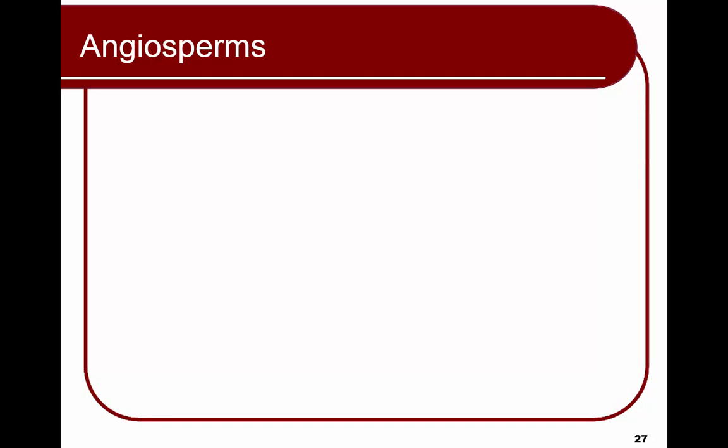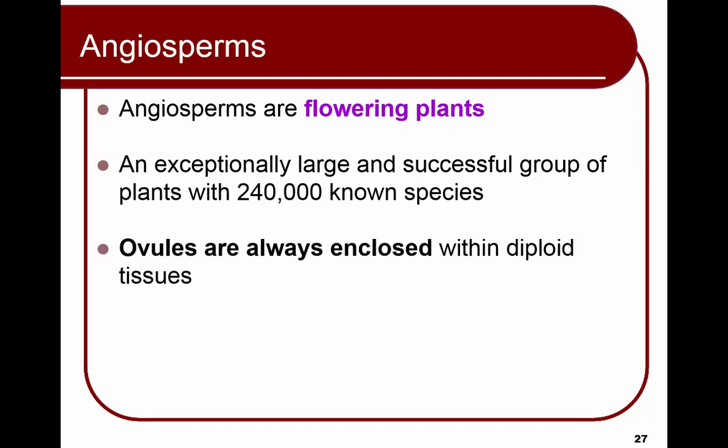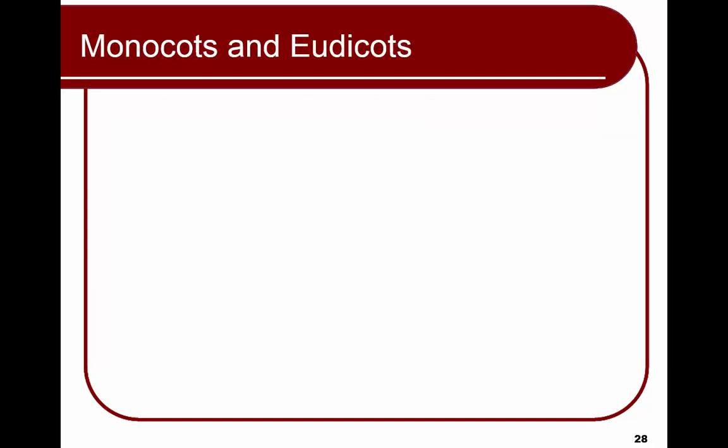Now, our last group of plants are our angiosperms. These are our flowering plants, and it's the largest, most successful group of plants. There's about 240,000 known species. The ovules are always enclosed within diploid tissues, and as I said, it's the largest group, the dominant group.